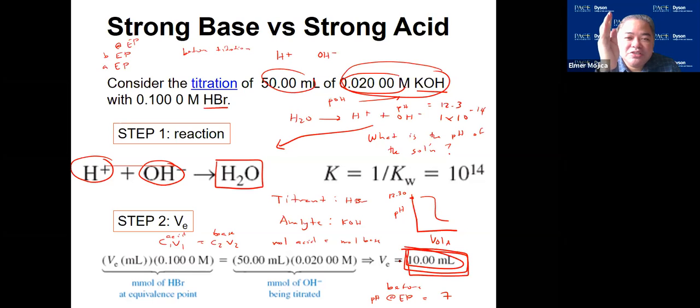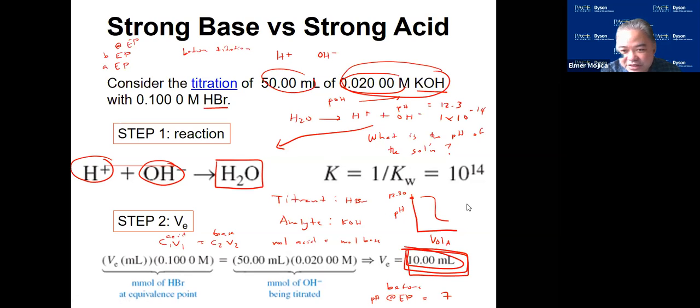Okay? So if your volume is less than 10 ml, you are at the region before the equivalence point. If the volume of your acid is more than 10, you are at the after-the-equivalence-point region. So again, if your volume is 10 ml, the pH would be around 7. If it's less than 10 ml, what do you expect the pH to be? More than 7. If it's more than 10 ml, you expect the pH to be less than 7. So let's look now at the region.